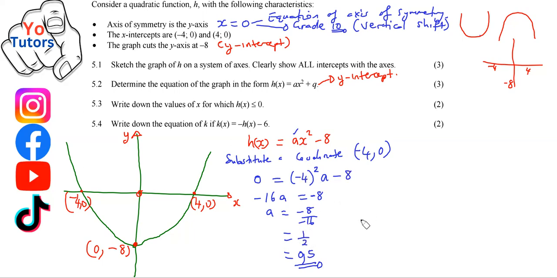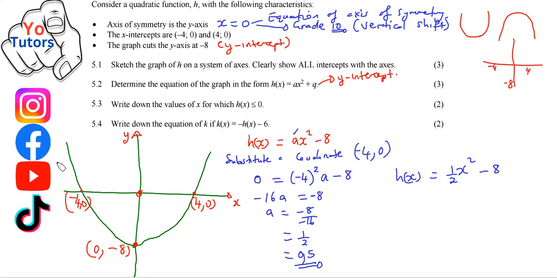So our equation now is going to be h of x equals 1 over 2 x squared minus 8. That's what we get there. Okay, so that's our equation. We get our a, we get our equation also, then that's it. Now let's move on to the next question, which is saying write down the values of x for which h of x is less than 0.